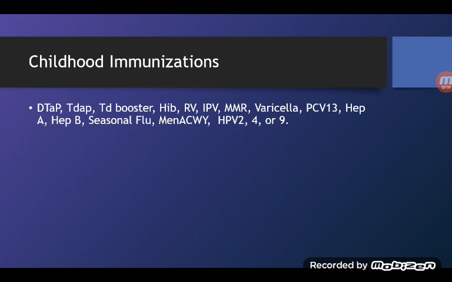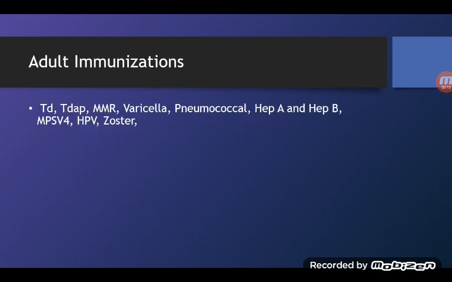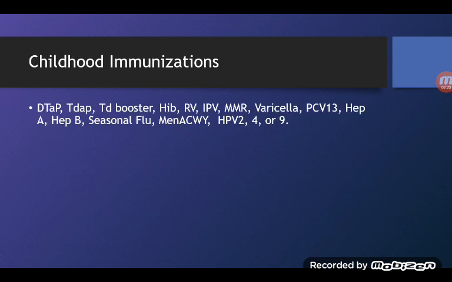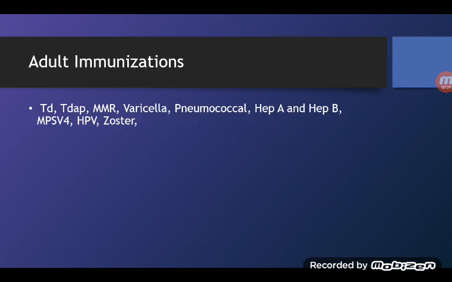Childhood immunizations include DTaP, Tdap, TD booster, HIB, RV, IPV, MMR, varicella, and a host of many more. Adult immunizations include many of the same, with an added pneumococcal. Children get the pneumococcal at one point also, which is why we see less ear infections in children.